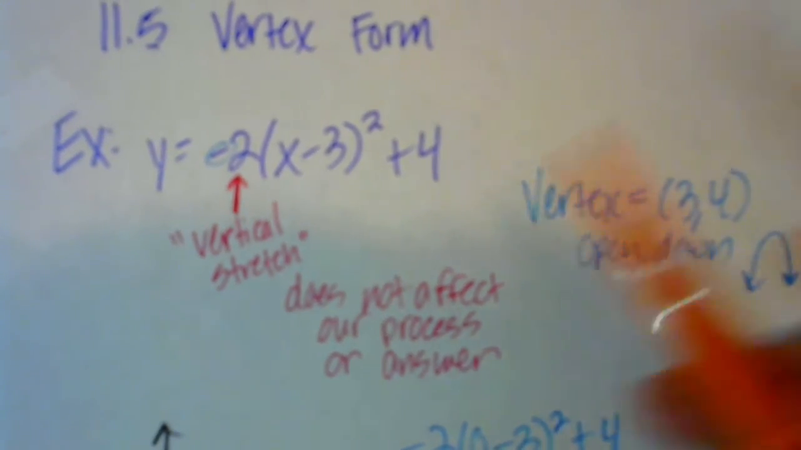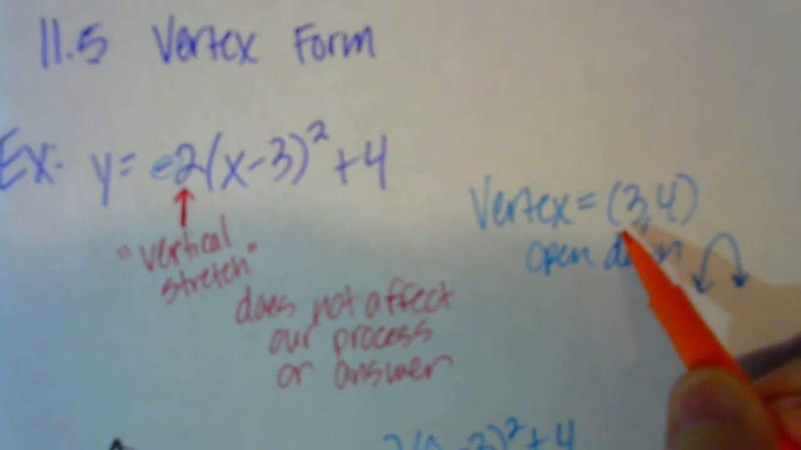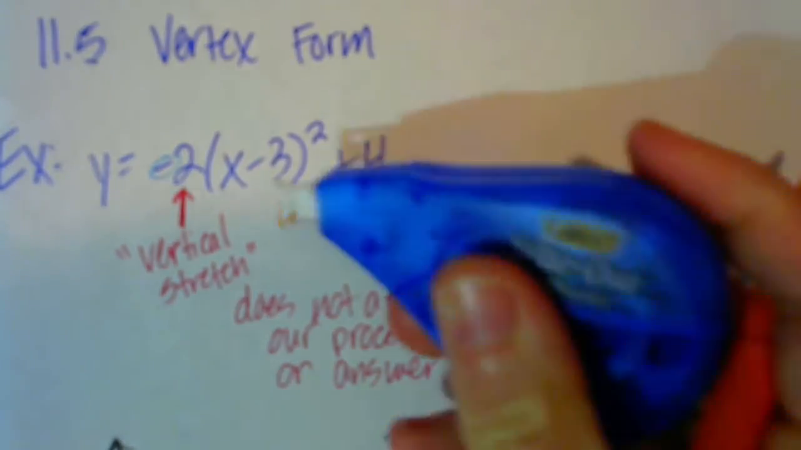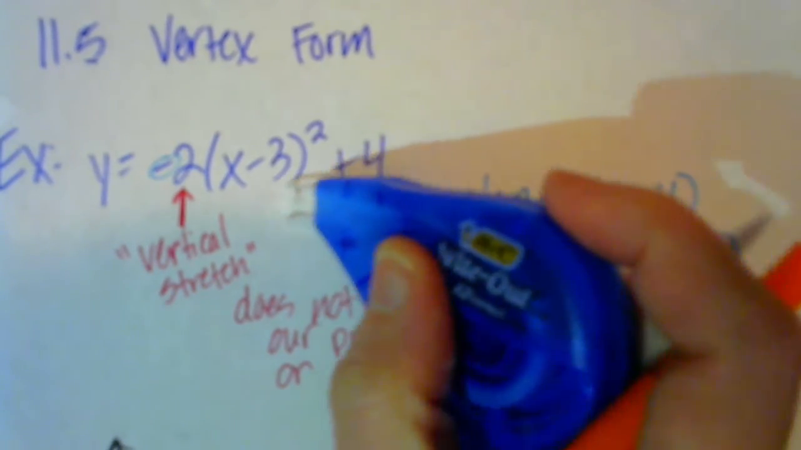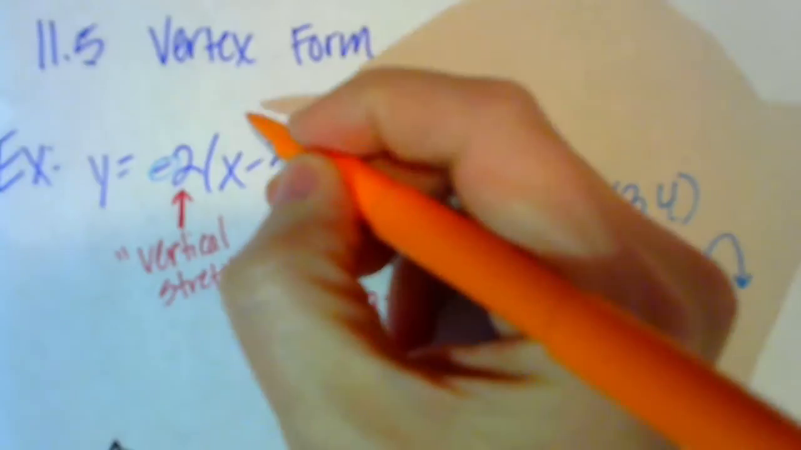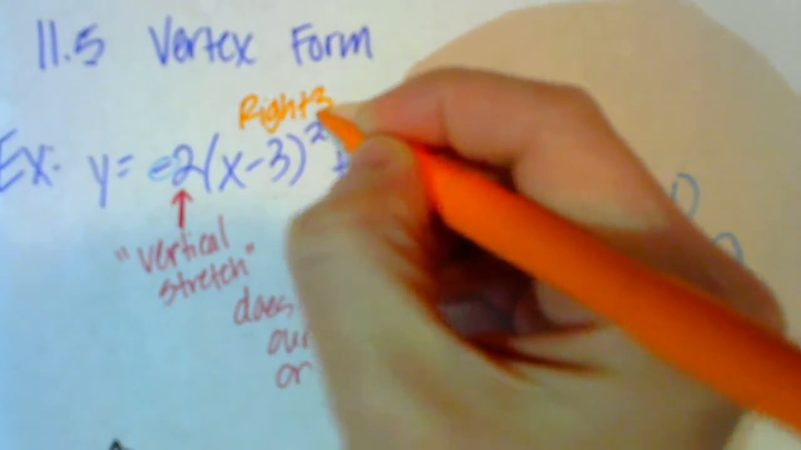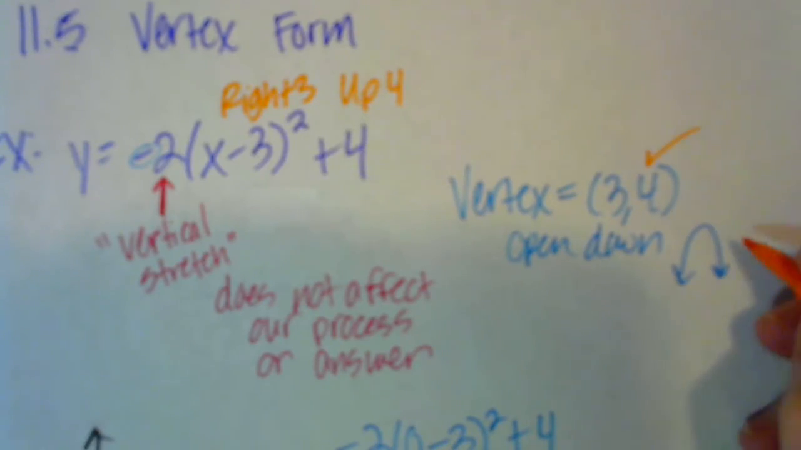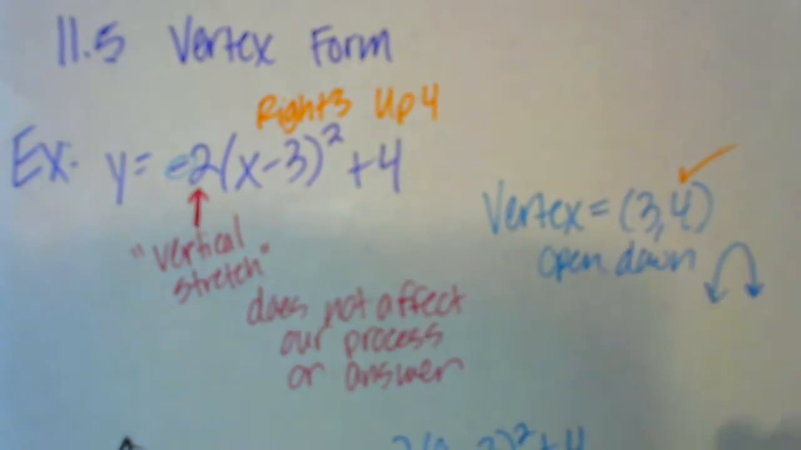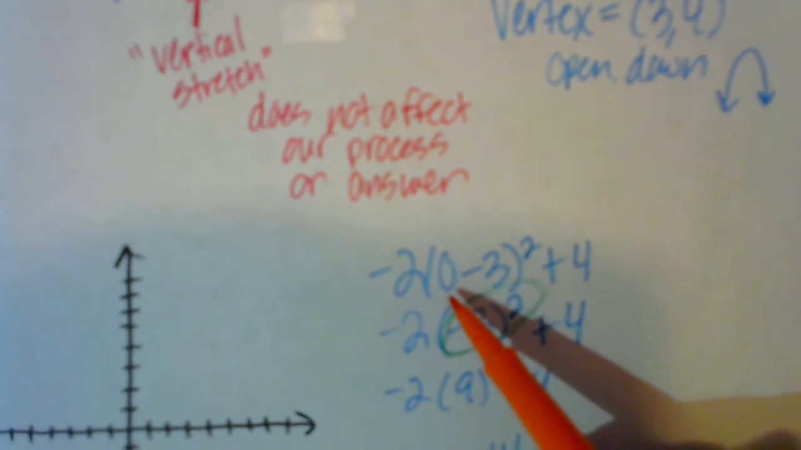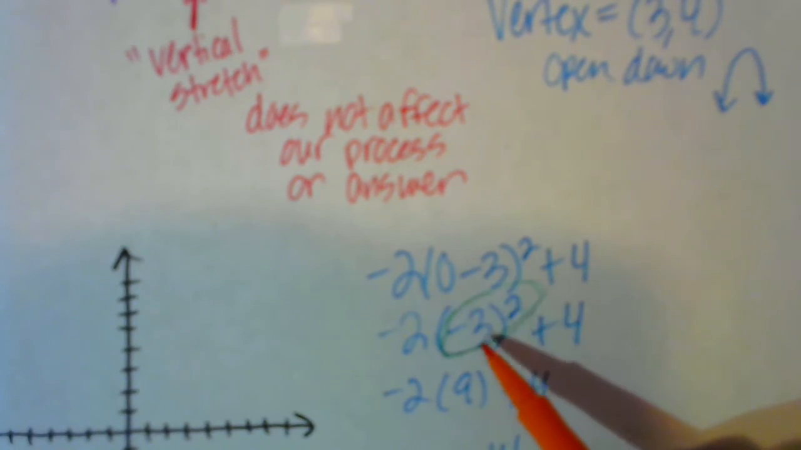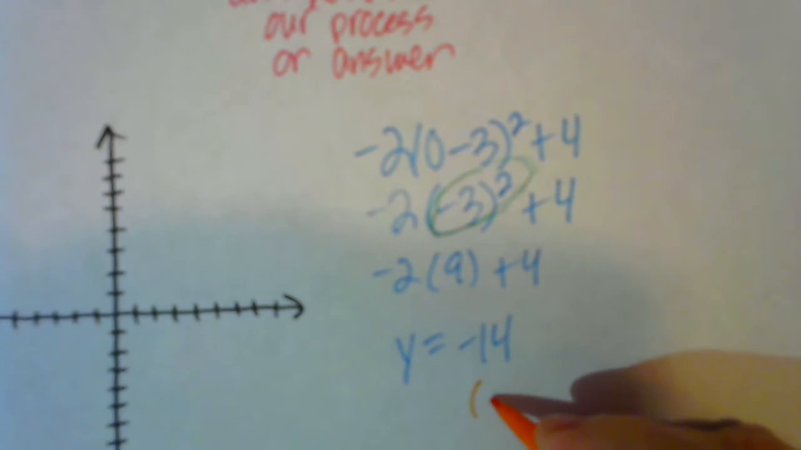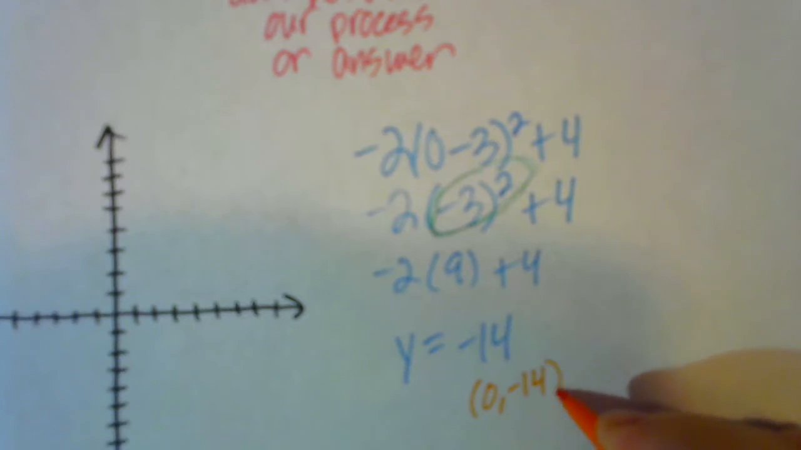So if I look here, I can still get my vertex because this is right 3 and up 4. So I know that this is my vertex. I know it opens down because it's a negative. I can plug in 0. 0 minus 3, -3 squared is 9. This is my y-intercept, so there's a point at 0, -14.